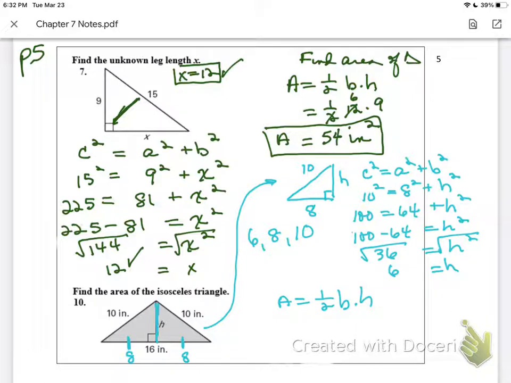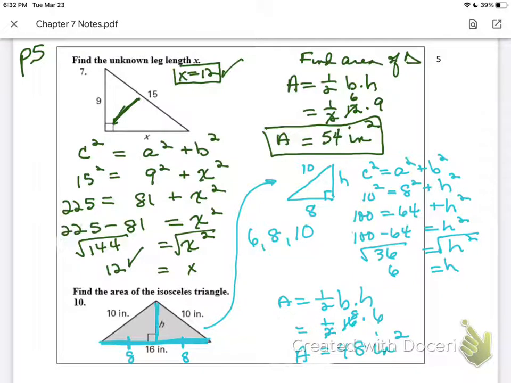Okay, getting back to finding our area. Area equals 1/2. Now the base of this triangle is the entire piece, not half of it, the entire piece. So that's back to 16, and the height we discovered was 6. Okay, 2 goes into 16 8 times, and 8 times 6 is 48, and this was inches, so that's inches squared. And we are done. That's the area of that triangle.